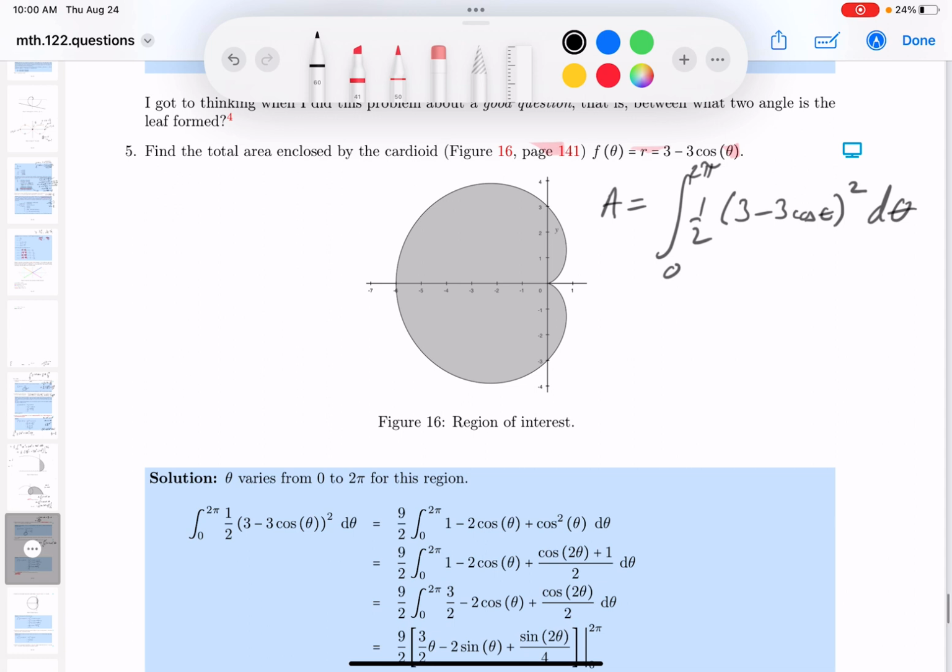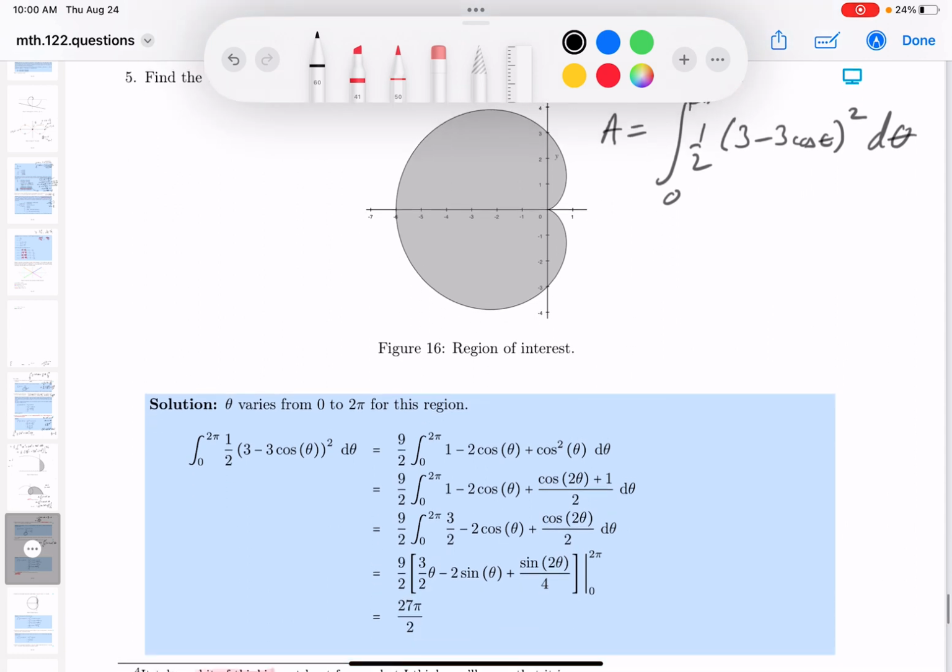What do I do now? I got to simplify that, and that can be tough, but let me put this down. A equals, kind of looking at it, definitely get a 2. I'm going to factor the 3 out. That would give me 9, because I'm squaring it, from 0 to 2 pi. And if I did that, I get 1 minus cosine theta squared, which is 1 minus 2 cosine theta plus cosine squared theta d theta. All right? So for the most part, it looks familiar. It looks like I've done these before.